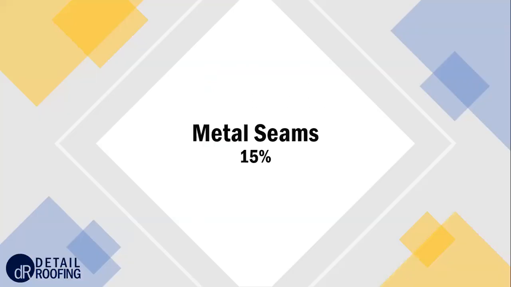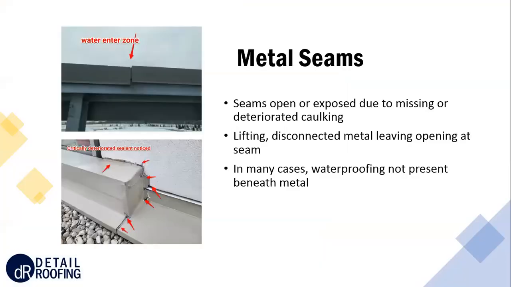So next up, 15% of the overall leaks that we saw last year was related to metal seams. So what we're talking about when we say the metal seams, that's either situations where at the metal flashing seams, whether it's the wall flashing or the cap flashing or any other metal details, if the seams are open and exposed due to missing or deteriorated caulking, or any occurrences where the metal has become disconnected and is lifting at the seams.